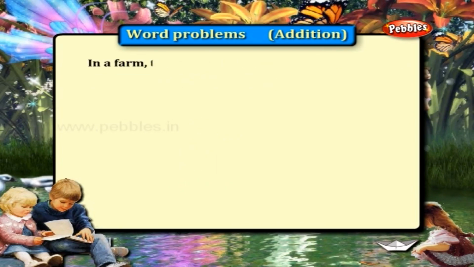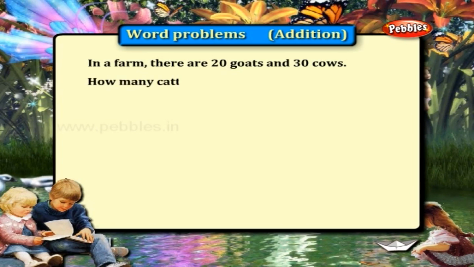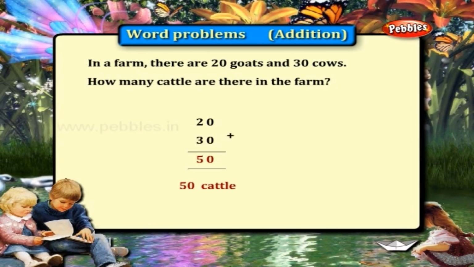In a farm, there are 20 goats and 30 cows. How many cattle are there in the farm? 20 plus 30 is equal to 50.